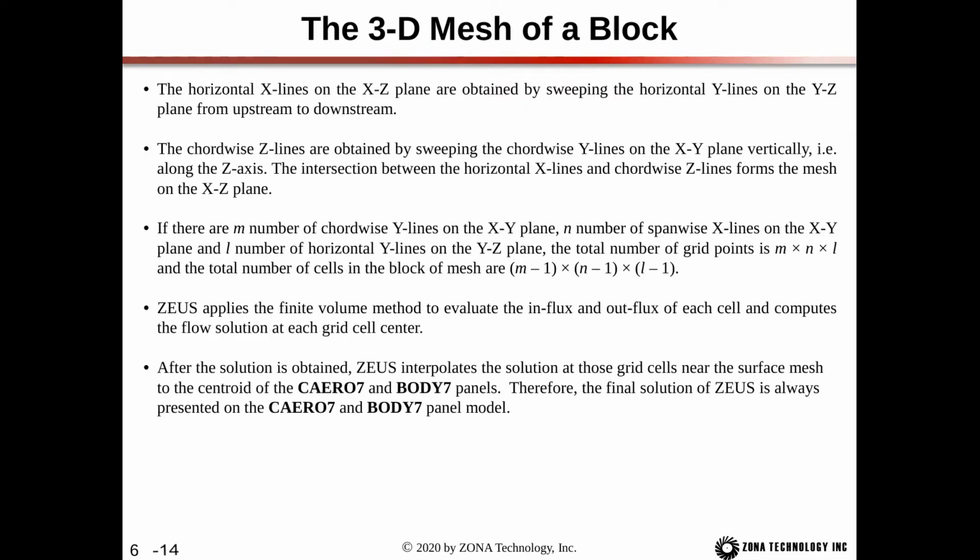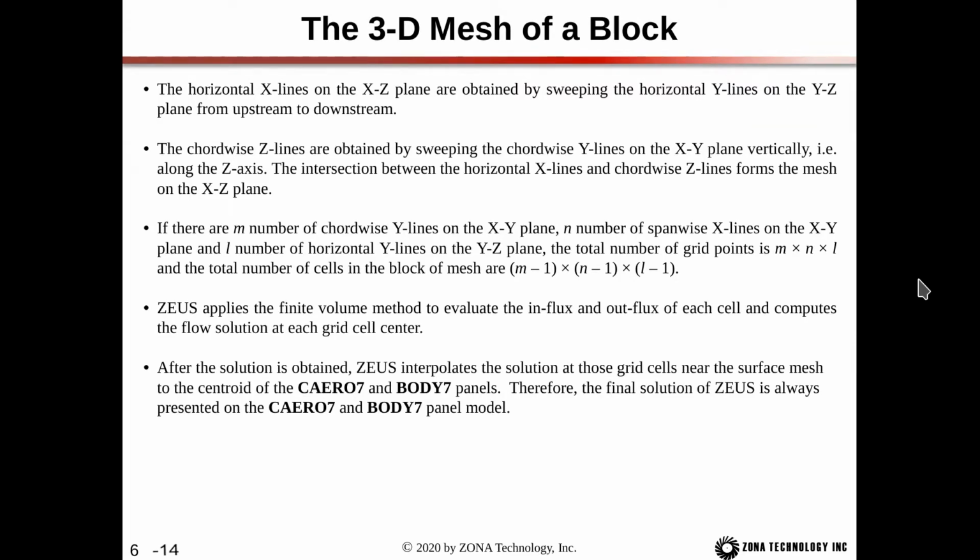So if we have M number of chordwise Y lines on the XY plane, N number of spanwise X lines on the XY plane, and L number of horizontal Y lines on the YZ plane, then of course the total number of grid points is M times N times L, and the total number of computational cells in the volume block of the mesh is M-1 times N-1 times L-1. And remember, ZEUS uses the cell-centered solver. So we have the M-1 times N-1 times L-1 points at which ZEUS is solving the flow field mesh.